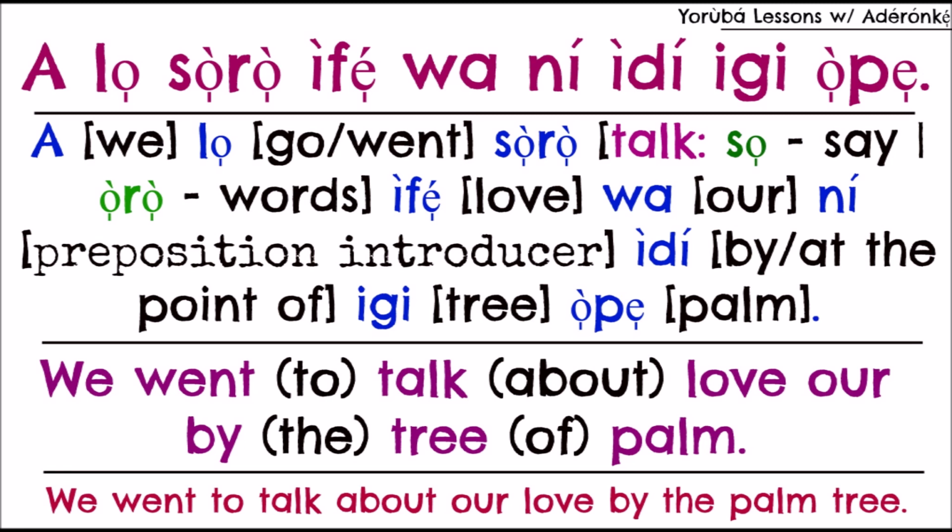Idi is by or at the point of. Igi is tree. Ope is palm. So when you put that together, you try to transliterate and put some words, you get: we went to talk about love hour by the tree of palm. So in this case, you can see the pronoun determiner thing, what it would be when you put the words together is we want to talk about our love by the tree of palm. When you actually translate that, it would be more like we want to talk about our love by the palm tree.